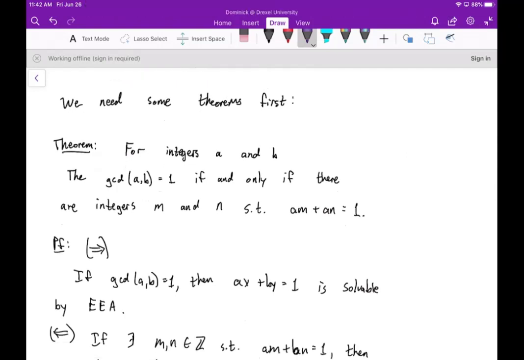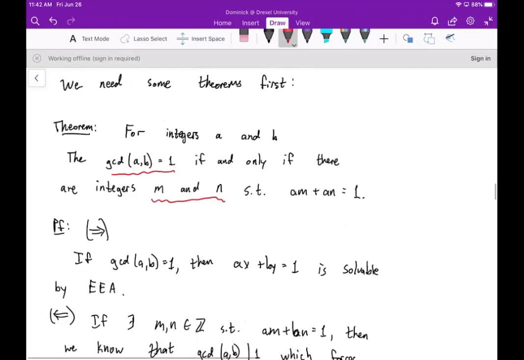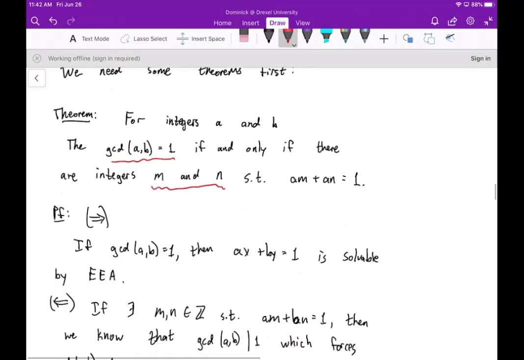Okay, so the first theorem says that for integers a and b, the GCD of a and b is 1, or in other words, a and b are relatively prime, if and only if there are integers m and n such that am plus bn is equal to 1. Now, again, we have an if and only if statement, so if we want to prove it, we have to show it in both directions.